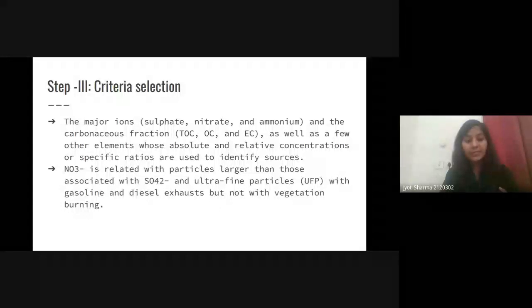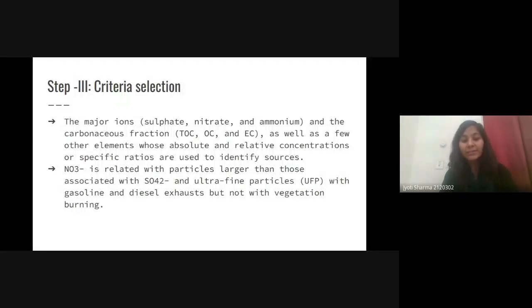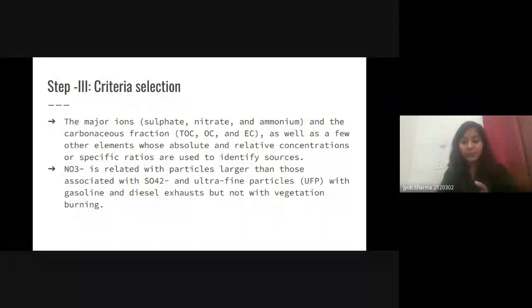And then here you can see nitrate is related with particles larger than those associated with the sulfate, and ultrafine particles with gasoline and the diesel exhaust. So based on the concentration of chemical species, you can estimate where it can come from, either from gasoline or from diesel or from petrol. So you can have some idea about that. That's why you have to see what type of species you want to analyze after doing the sampling from the atmosphere.